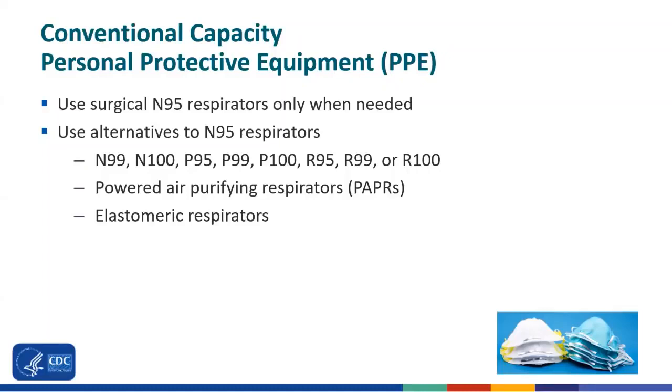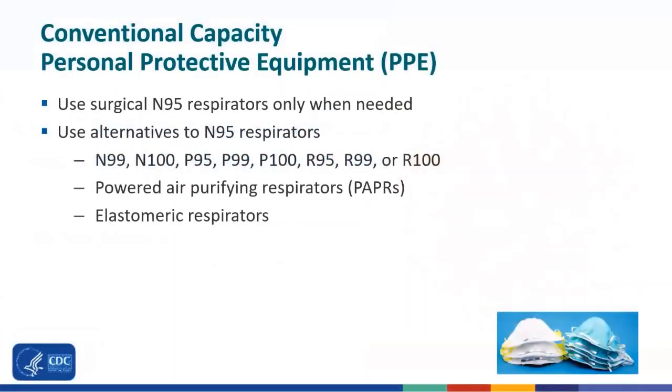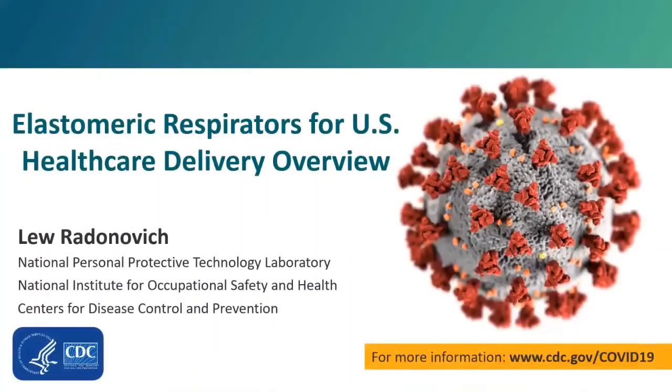So I wanted to conclude that CDC has also provided contingency and crisis capacity strategies when N95 supplies are limited. So these include things like the use of respirators past their manufacturer designated shelf life, extended use, use of international respirators, and limited reuse. However, before healthcare settings even consider these contingency and crisis capacity strategies, other types of NIOSH-approved respirators like elastomerics should be considered first. And now I'll turn it over to the next speaker, Dr. Radonovich.